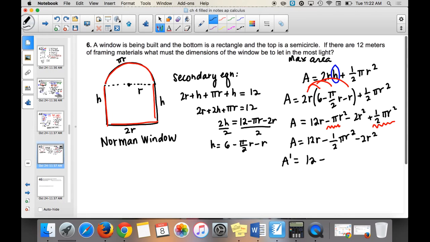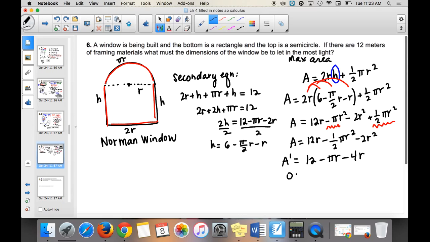The 1/2 pi is all just a number. So it becomes pi r minus 4r, like that. Could we simplify an r out of this first? You could pull an r out, but then you'd have to do product rule, right? So we try to keep it like a polynomial as much as possible.